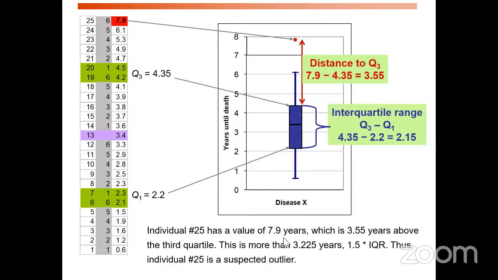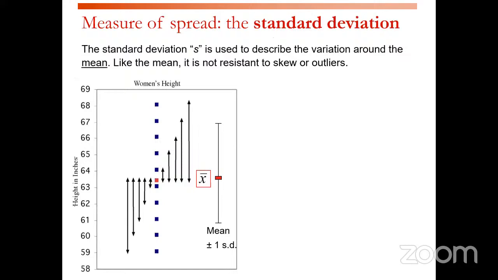You could see that the value 25 has a value of 7.9 years, which is 3.55 years above the third quartile, and this is more than 3.22 years, which is 1.5 times the interquartile range. Thus this value of 7.9 would be treated as an outlier. Clear? This is the easy way to represent as well as understand the outliers in your data sets.